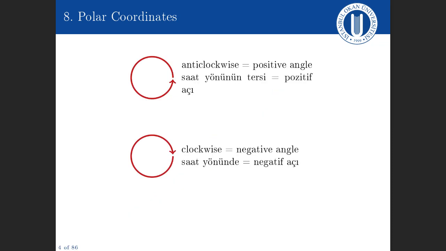Now, when we're measuring this angle, if we measure in an anti-clockwise direction, then we say that the angle is a positive angle. If we measure it clockwise, then we say we have a negative angle.